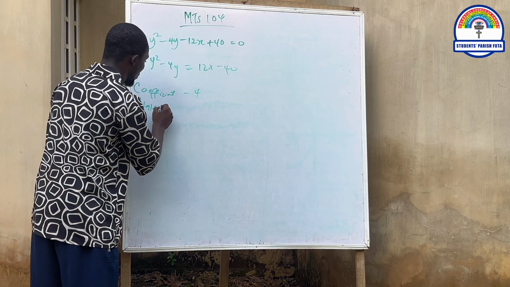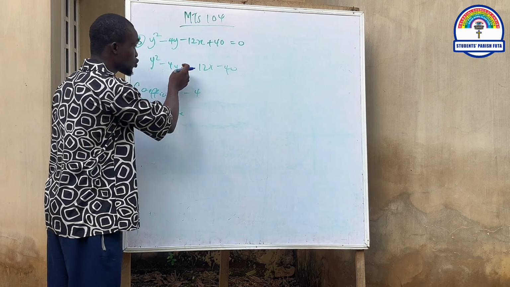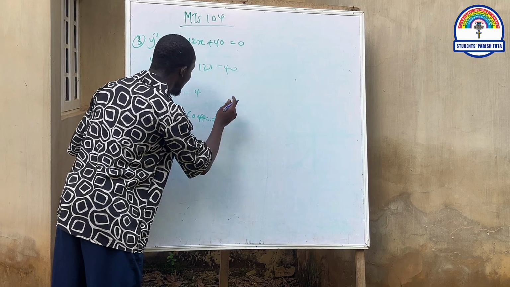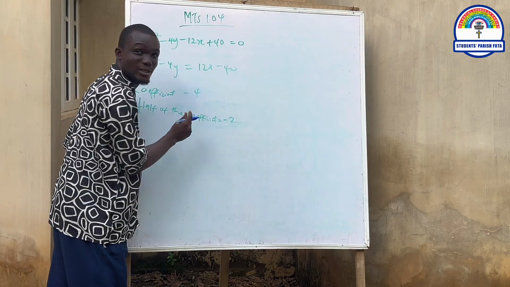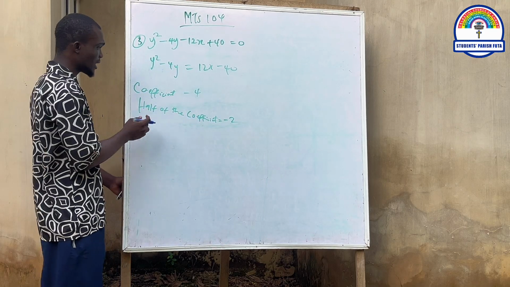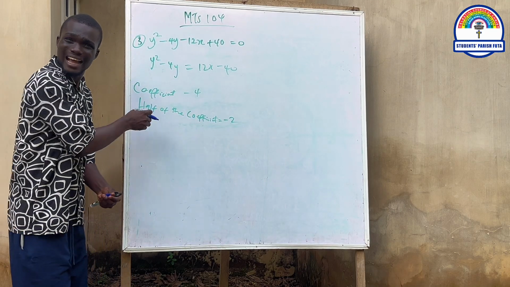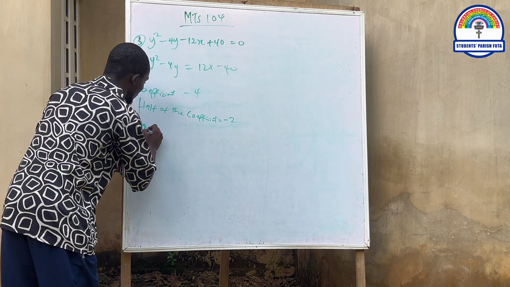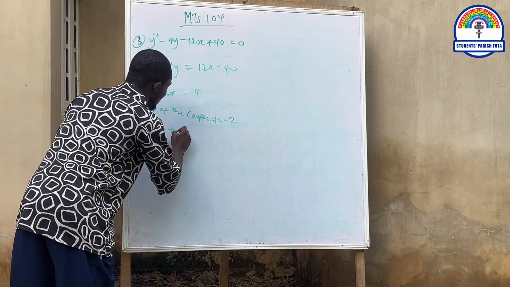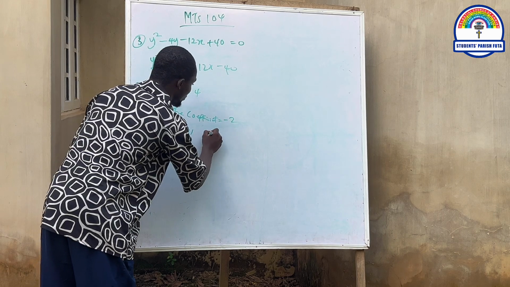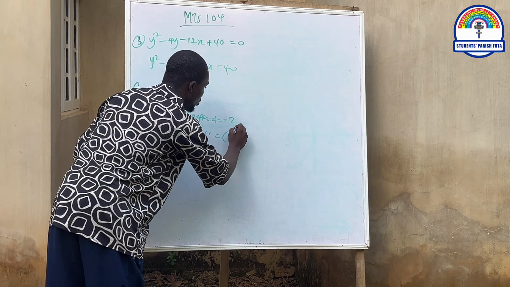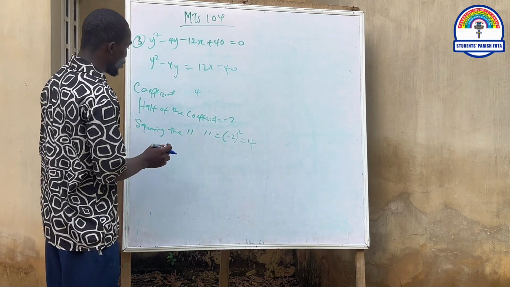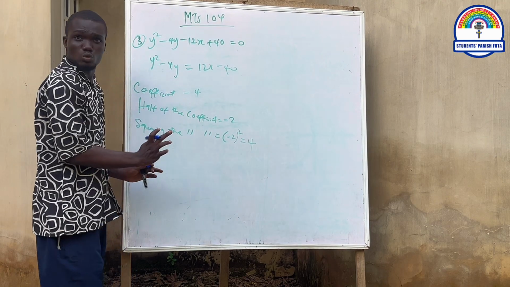So now, having known the coefficient of y, we will get the half of the coefficient. Half of the coefficient of y is minus 2. Do you understand? So we are going to square the half of the coefficient. So squaring the half of the coefficient, that's minus 2 all squared, which is equal to 4. Do you understand?